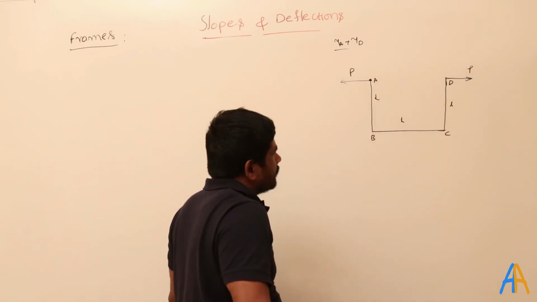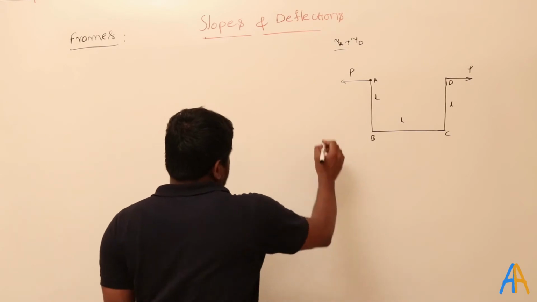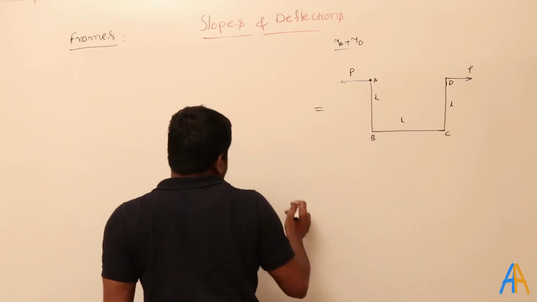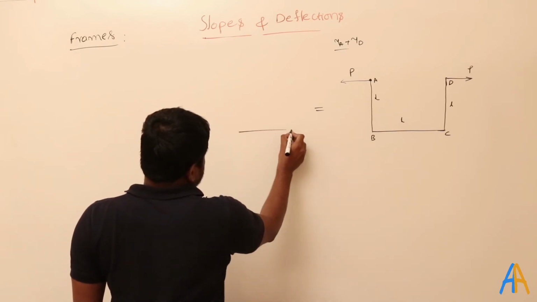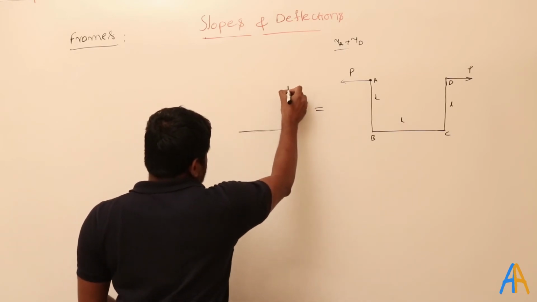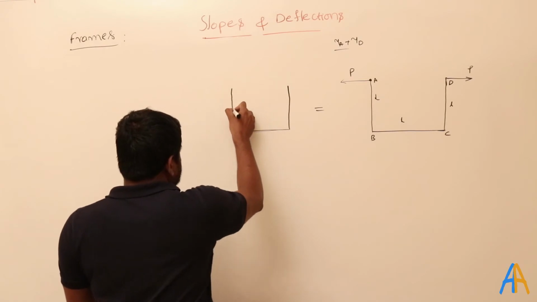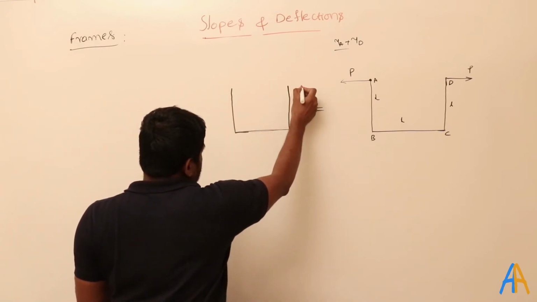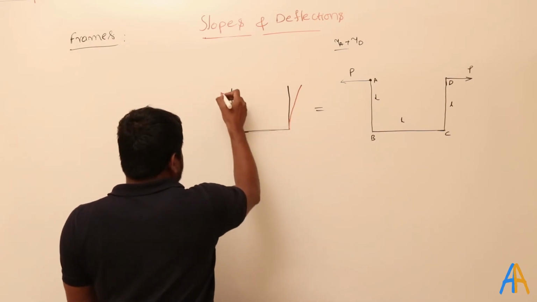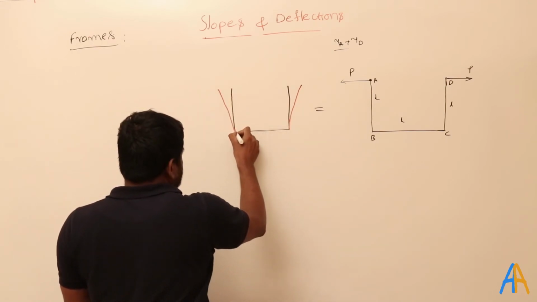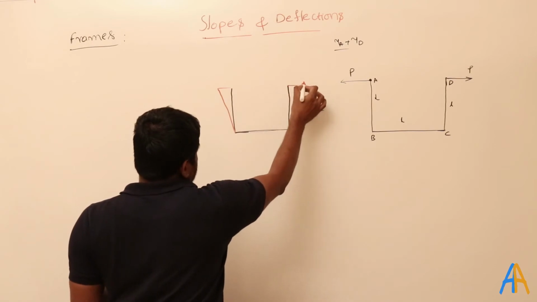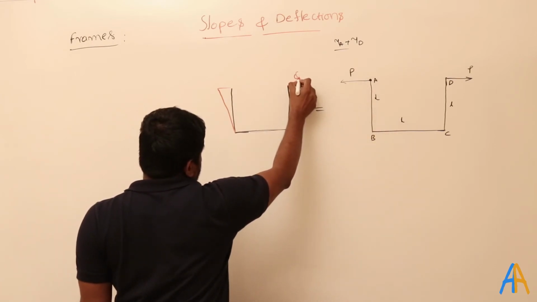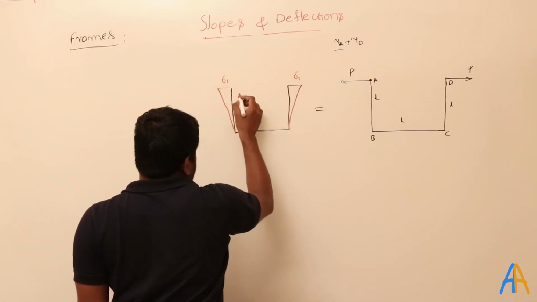Again here I will take two cases. First, I will assume that there is no deflection in the BC; horizontal is as it is. Then when horizontal is as it is, it will try to bend like this, and it will try to bend like this. An equal amount it will bend because P is the same and L is the same. Let's take this as delta 1 and this as delta 1 here.